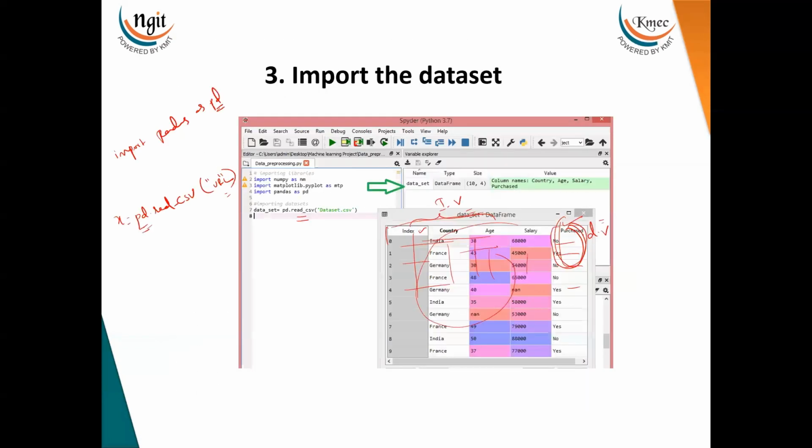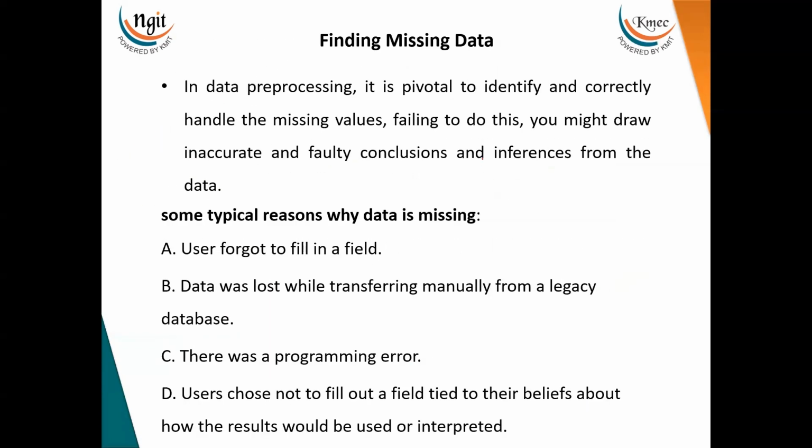And the fourth one is finding the missing data. When you look at a particular data set, chances are that in some columns we may see empty cells. That means there is some missing data. It plays an important role to identify and correctly handle the missing values, otherwise we may draw inaccurate or faulty conclusions and inferences from the data.